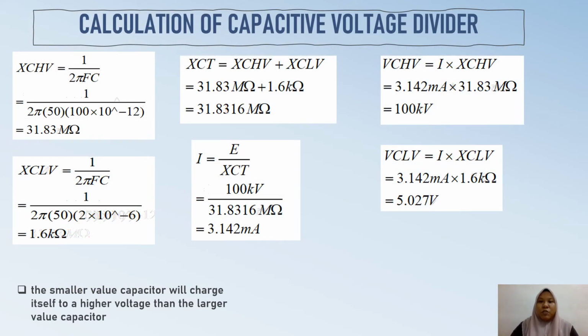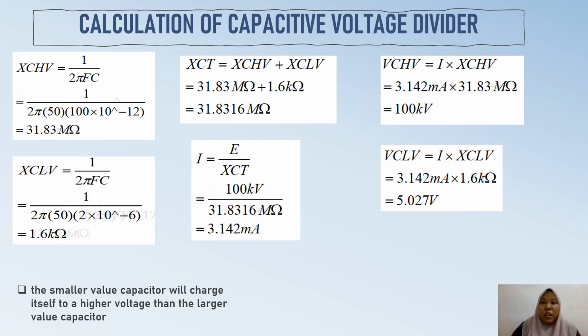Okay, let's move on to the next slide, which is calculation of capacitive voltage divider. After I made a calculation for the voltage divider, I found out that the voltage drop at the capacitor for high voltage is 100 kilovolt, while the voltage drop at the capacitor for low voltage is 5 volt. Okay, 5 volt is the voltage used there, but the maximum voltage drop is 7 volt.